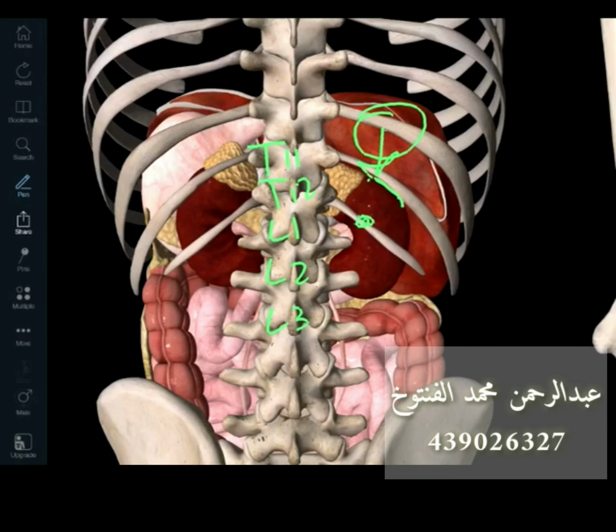Both of these ribs are also known as the floating ribs, because they never reach up to the front. The lower pole of the right kidney is reaching down to the third lumbar vertebra. Now let us take a look at the left kidney.